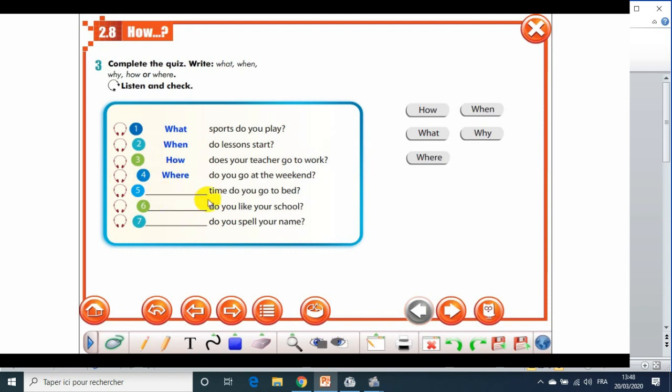Okay, number 5. What time do you go to bed? I think it's very clear here. We say, what time do you go to bed? Number 6. Why do you like your school? Here we have the reason. So the right one is how or why. What do you think? Here we look for the reason. So let's see. Why? Why do you like your school? Alright. Number 7.